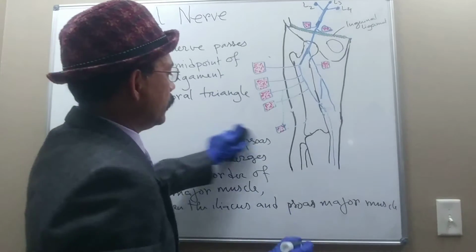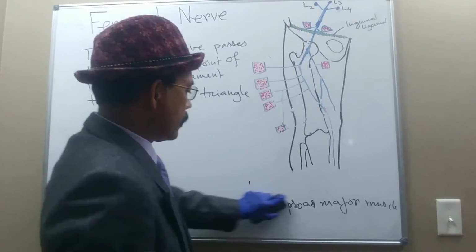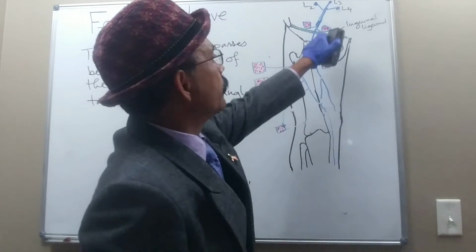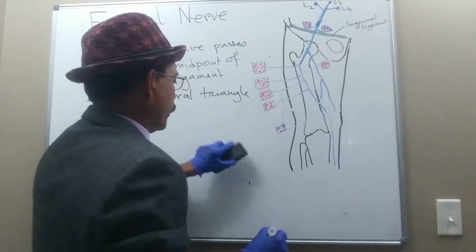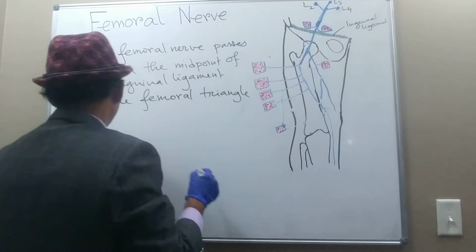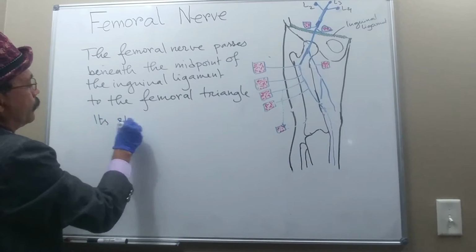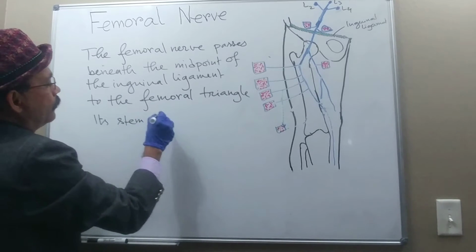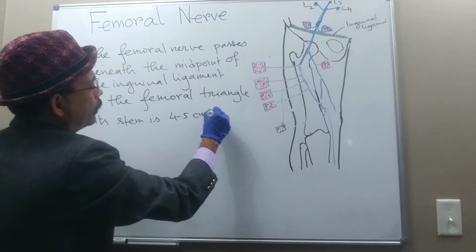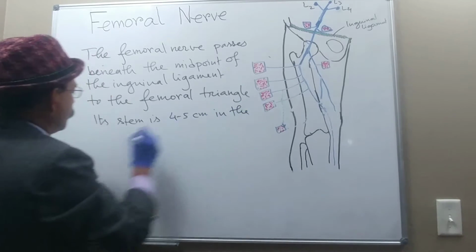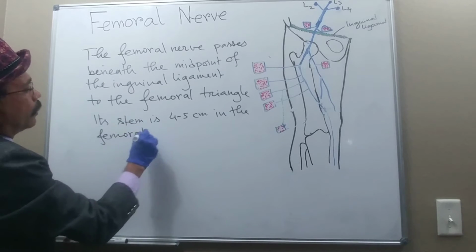So its stem is only 4 to 5 centimeters, just below the inguinal ligament, in the femoral triangle.